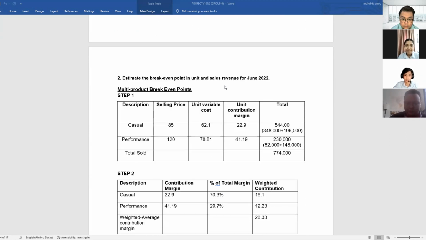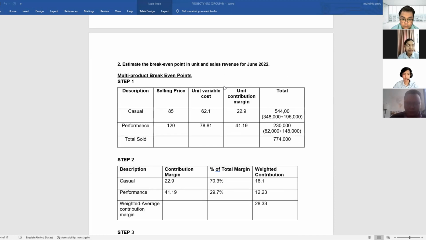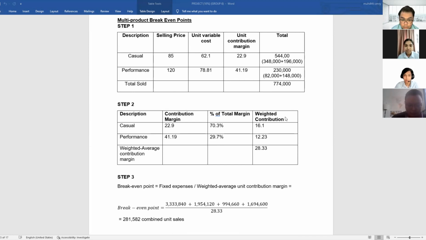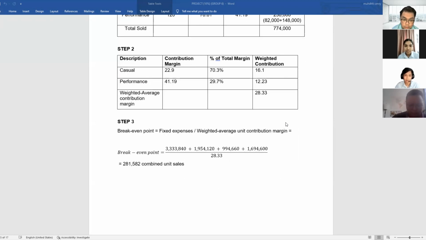Right, next is the break-even point. This is for multi-product break-even points. So the first step, we want to find the unit contribution margin and the percentage of the total margin. The second step, we will calculate the weighted contribution margin as stated in the table. So the 22.9 we will multiply by 70.3%, and for the performance we will calculate 41.19 times 29.7%. Right, the third step we calculate the break-even point, which is fixed expenses divided by weighted average unit contribution margin.